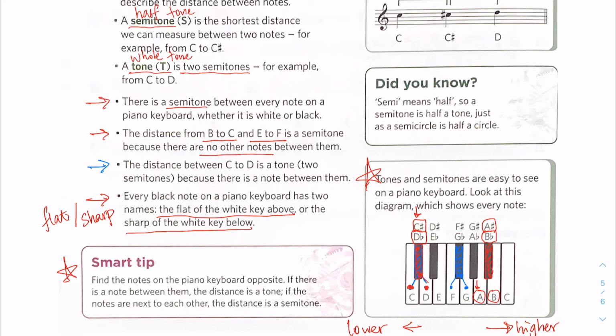Smart tip. Find the notes on the piano keyboard opposite. If there is a note between them, the distance is a tone. So if there is a note between them, it is a tone. If the notes are next to each other, the distance is a semitone.